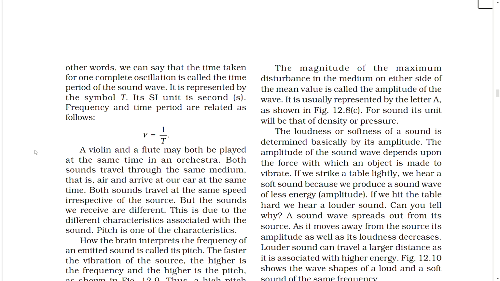If we strike a table lightly, we hear a soft sound because we produce a sound wave of less energy and amplitude. If we hit the table hard, we hear a louder sound. Can you tell why? A sound wave spreads out from its source. As it moves away from the source, its amplitude as well as its loudness decreases. A louder sound can travel a larger distance as it is associated with higher energy.